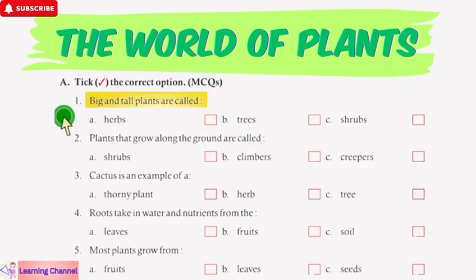After completing the world of plants, let's do some short questions to clear more concepts. 1. Big and tall plants are called herbs, trees, shrubs. The answer is B, trees. Trees are big and tall plants.